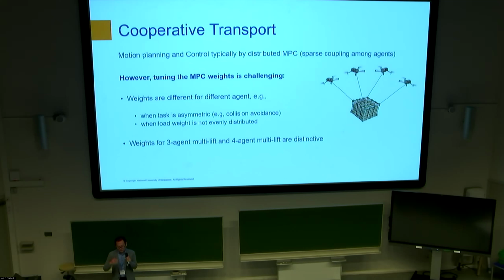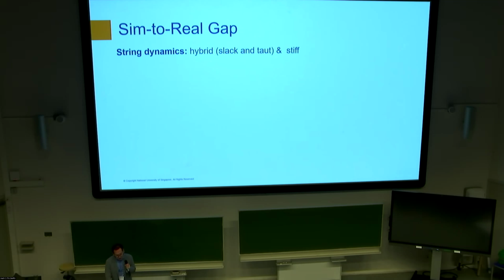And also, if you give it a try, a 3-agent multi-lift system and a 4-agent multi-lift system are also different. You also need to tune different weights for them as well. So basically, different weights for different numbers of drones you use. We want to get rid of these tedious tunings, and we want to develop an algorithm to automatically tune those weights. All right, another challenge is the sim-to-real gap.